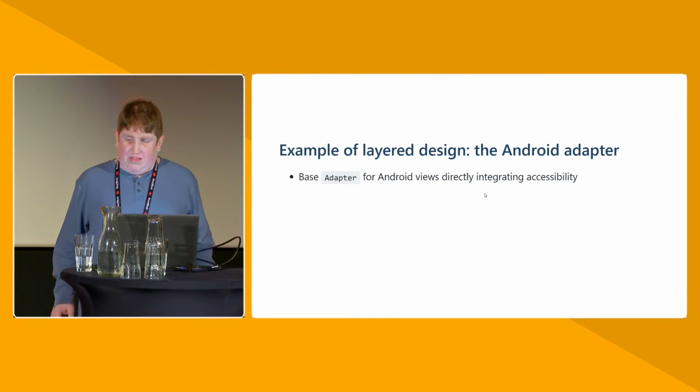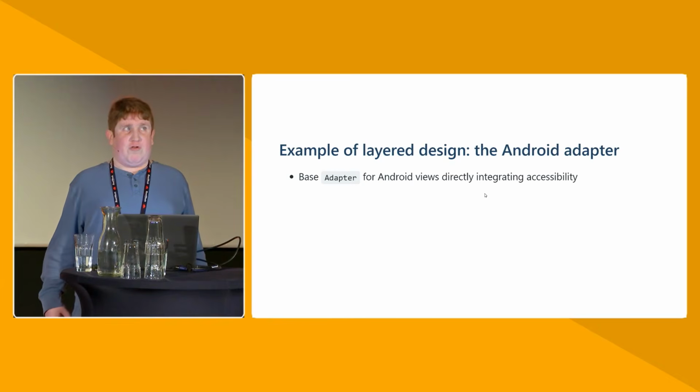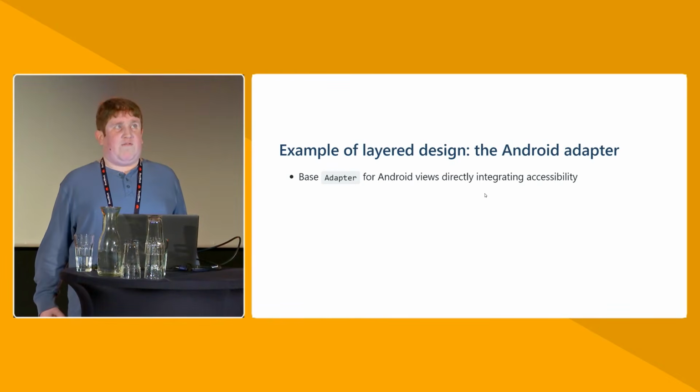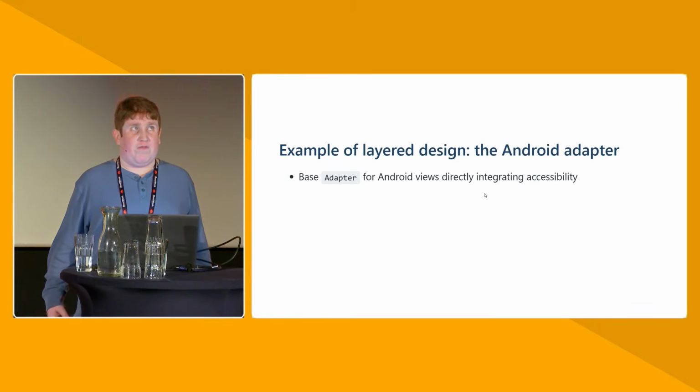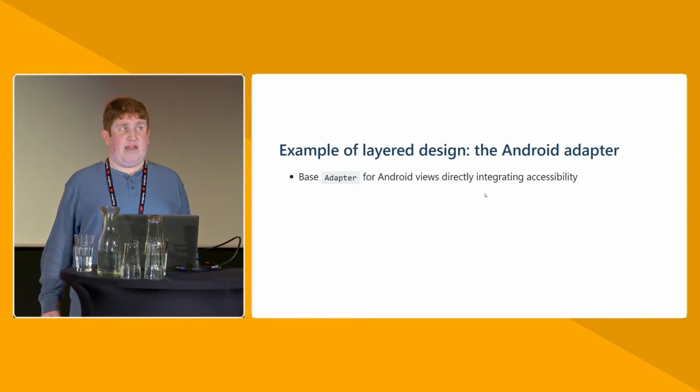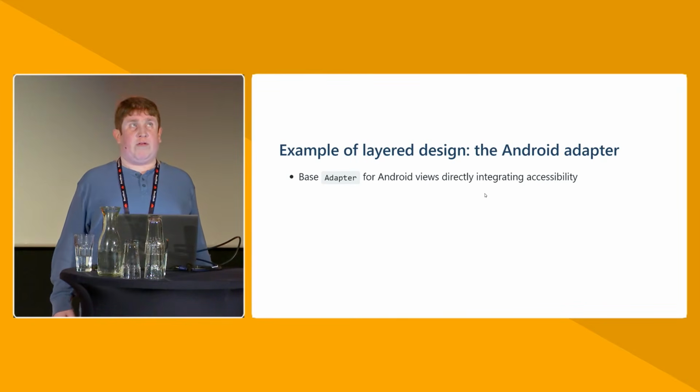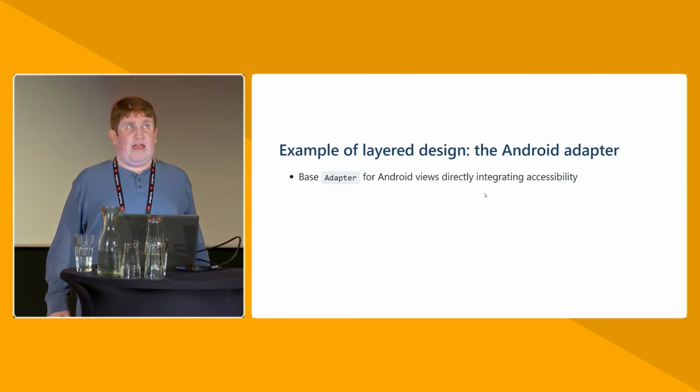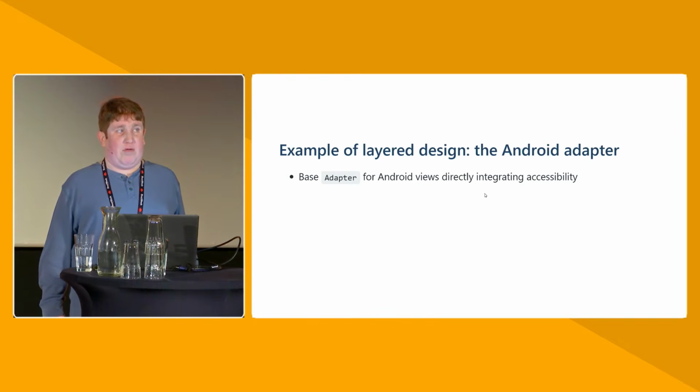So at the lower layer, we have the adapter struct, which has functions corresponding to the Java methods that an Android view would need to implement to be accessible. And this is designed for cases where you are writing your own Android view subclass and you want to directly and with as little overhead as possible integrate accessibility.